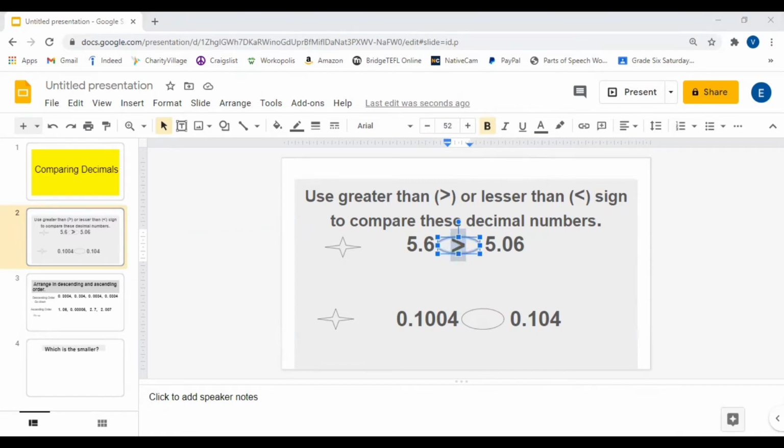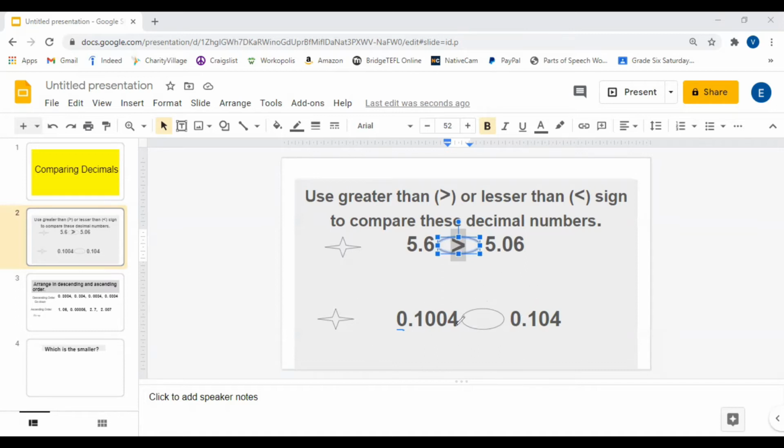I'm looking at the other one. Remember that we are looking at the numbers digit by digit. In 0.1004, the first digit is 0, and in 0.104, 0 is also the first digit. The whole numbers are 0.